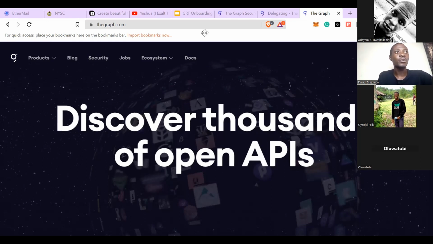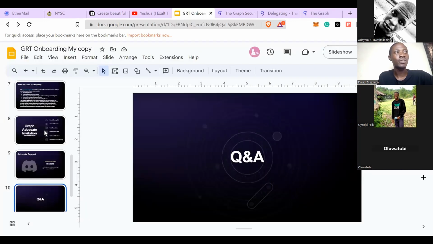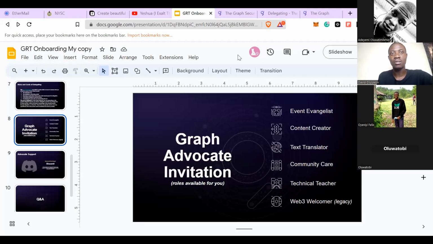All right, I also want to talk about the Graph Advocate. It's a hub on Discord, and we have some small hubs on different platforms, like Telegram, where you can connect and be a part of the Graph Advocates. As an advocate, I would love to show the slide. So let me show you this. As an advocate, you can be an event evangelist like I am, a technical tutor like I am, a content creator, a web command text. I don't know if you're seeing this. Let me make this bigger.